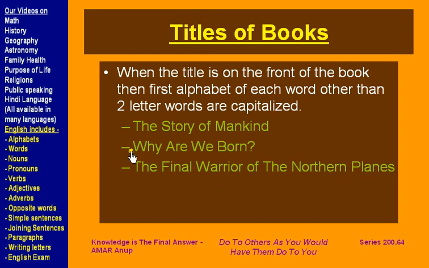Another book was Why Are We Born? So W in Why, A in Are, W in We, and B in Born are capitalized. See, this is a two-letter word, We, but it is still capitalized. Words like prepositions and two-letter words like at, on, off, am, etc. are not capitalized, but other two-letter words can be capitalized and should be capitalized.